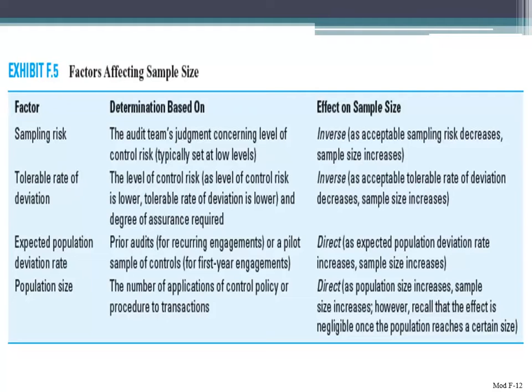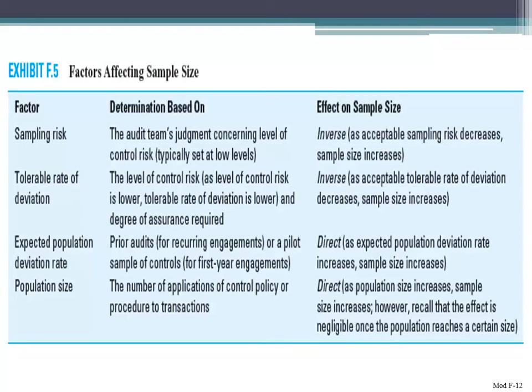Some of the factors affecting sample size would be things like sampling risk, which is based on the audit team's judgment. So in this case, you usually see that the risk is usually set too low, and it has an inverse effect on the sample size. So as sampling risk decreases, sample size increases. So it's an inverse relationship. So remember the sampling meter, right? If you want to reduce your sampling risk, you're going to adjust the sample size.